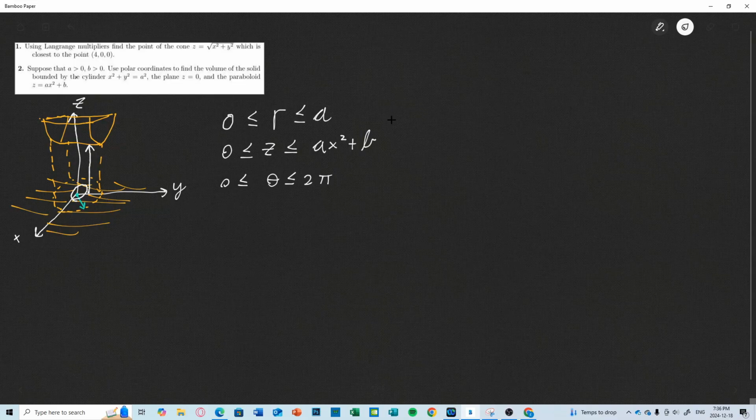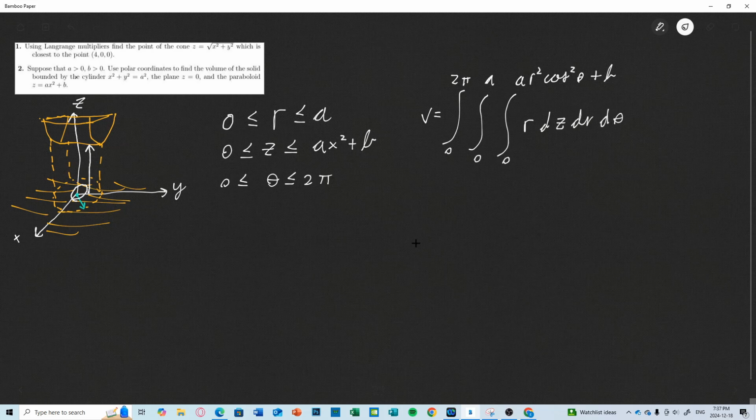So our equation is going to look like the volume is equal to the integral from 0 to 2 pi, 0 to a, and then 0 to, because this is an x and we have to change it to polar coordinates, this will become a r squared cos squared theta plus b, of r dz dr d theta.